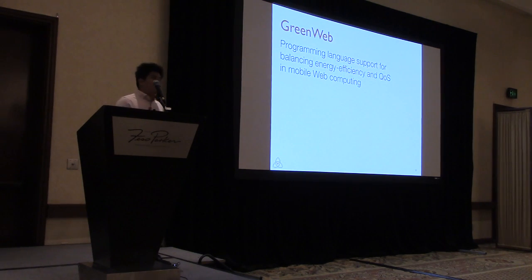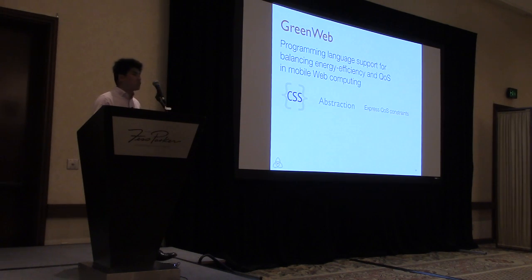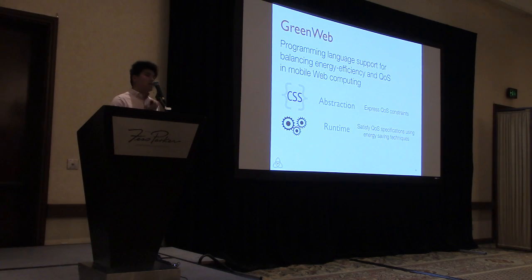So in summary, I just talked about GreenWeb, which is a set of programming language extensions for balancing energy efficiency and quality of service in mobile web computing. It is based on a set of programming language abstractions that allow developers to express quality of service information. The runtime takes the QoS information as hints and tries to save energy whenever possible, as much as possible.